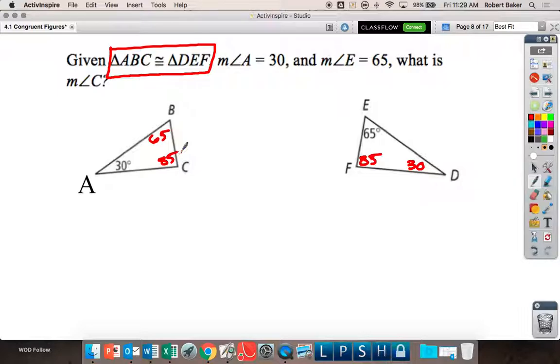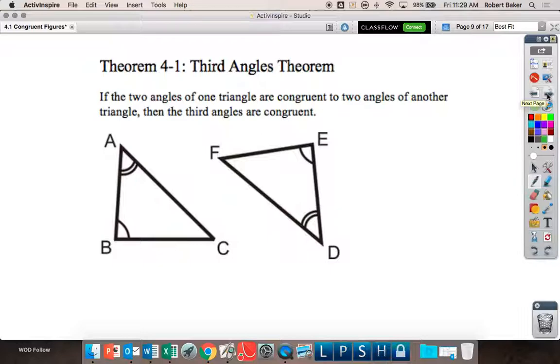Right? So on the next slide, I just kind of wrote down what the third angle theorem says. And you can write it if you want to. It says if 2 angles of one triangle are congruent to 2 angles of another triangle, then their third angles are congruent. So, do you have enough information to prove that angle C and angle F are congruent? Yes. So you could write angle C is congruent to angle F.